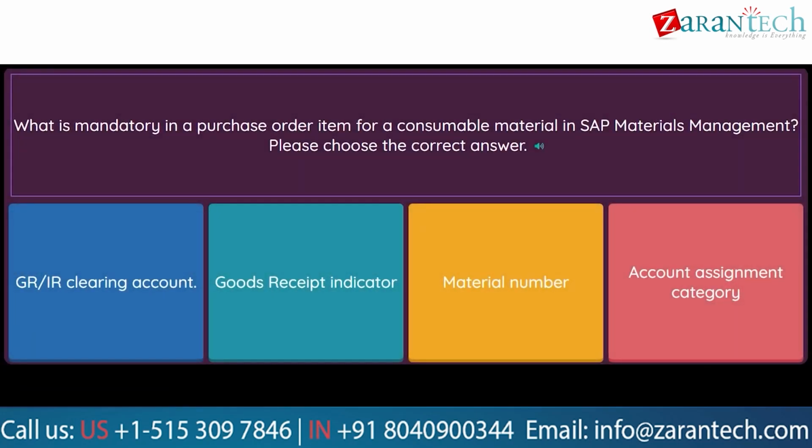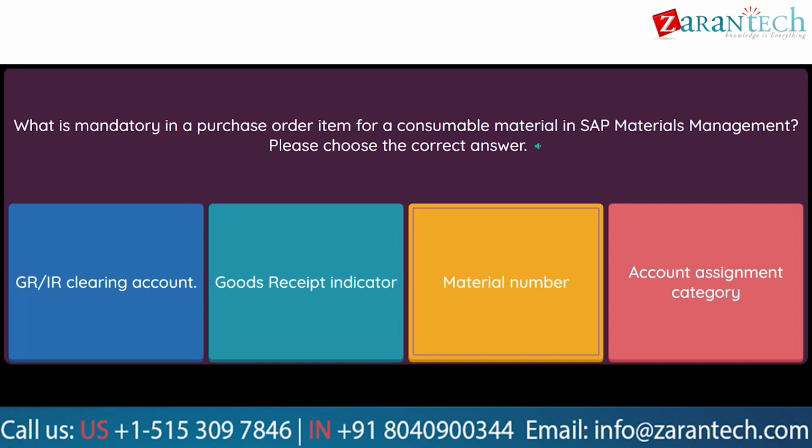Question: what is mandatory in a purchase order item for a consumable material in SAP Materials Management? Please choose the correct answer. Option 1, GR/IR clearing account. Option 2, goods receipt indicator. Option 3, material number. Option 4, account assignment category.